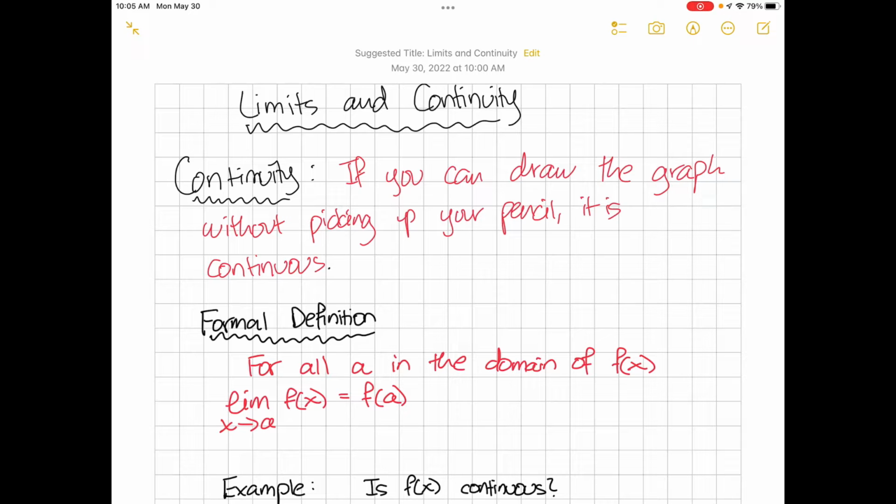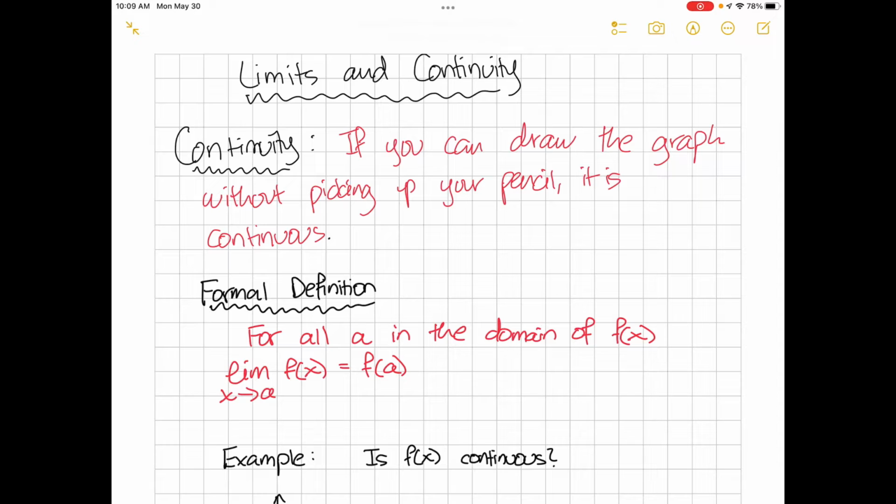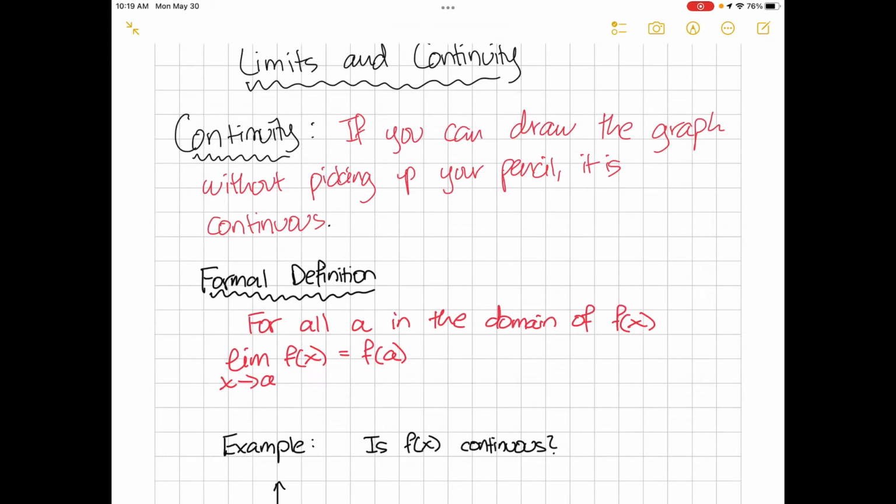Alright, so this is limits and continuity. And in this video, I will be explaining everything you need to know about the topic of limits and continuity. So the first thing we need to understand is what exactly is continuity. And the way I like to think about it is that if you can draw the graph without picking up your pencil, it is continuous.